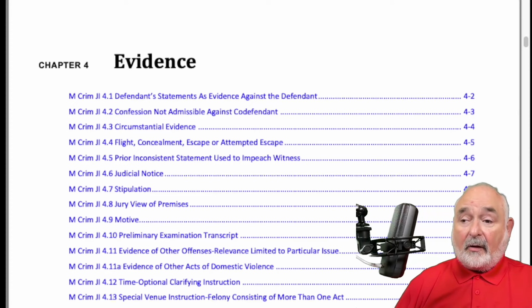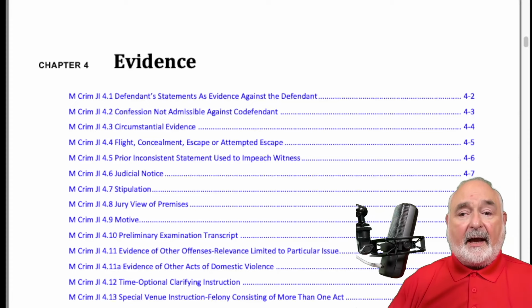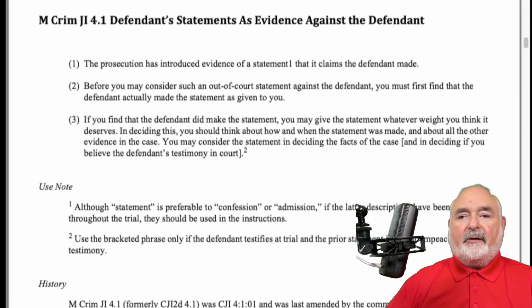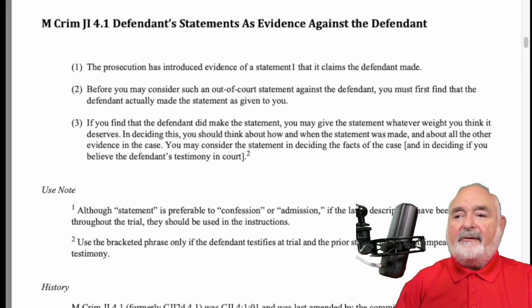You know what the state's going to offer as evidence, and the state knows what the defendant's going to offer as evidence. And for the most part, they know what the witnesses are going to say. But to the extent that they do not, these are the things that can be done and should be done. So let's go, first of all, to this one. Defendant's statements as evidence against the defendant.